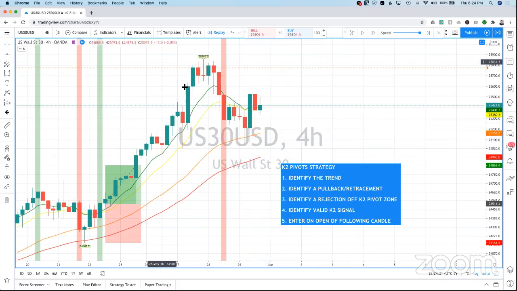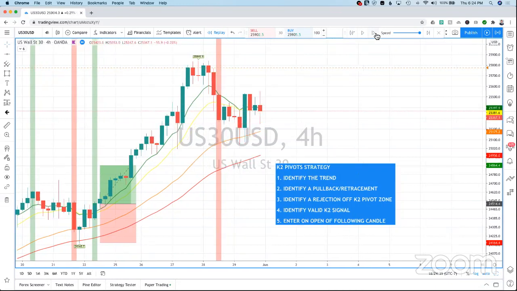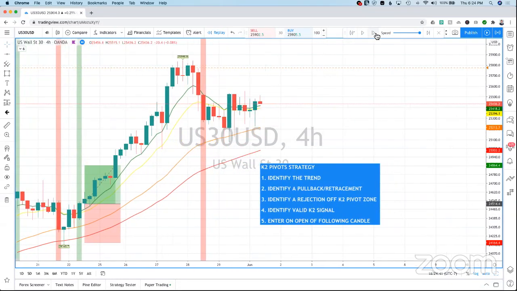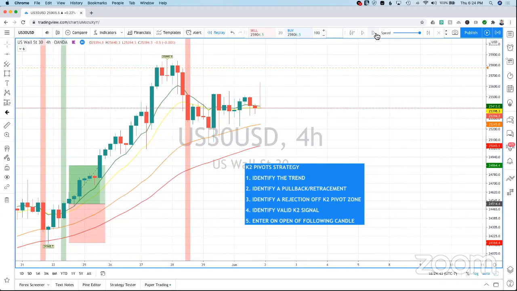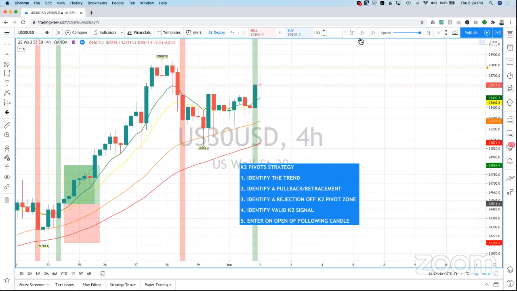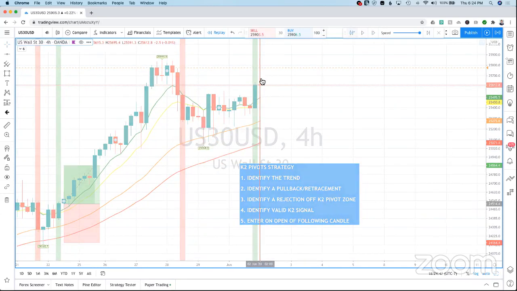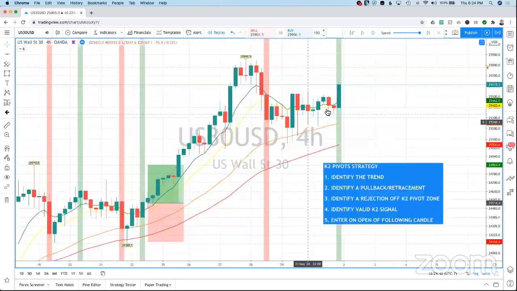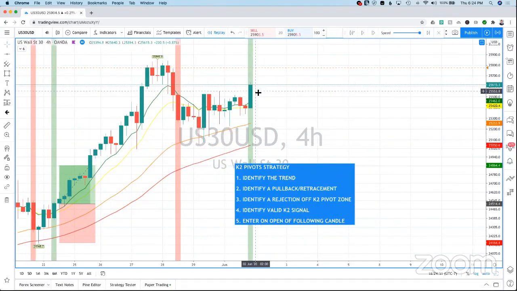So once we have those three, like I mentioned earlier, we just want to identify a valid K2 signal like we did right here in order to make an entry. So let's keep pushing forward. Okay, so right there we have a valid K2 signal because it's a buy signal with a green candle. Green and green makes it valid.